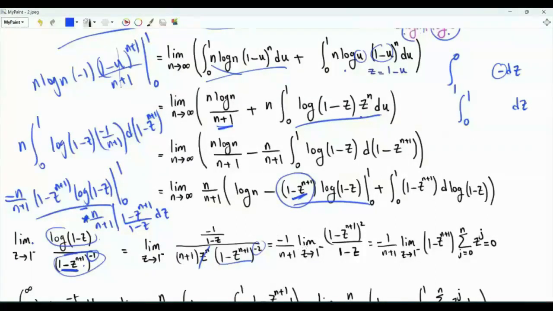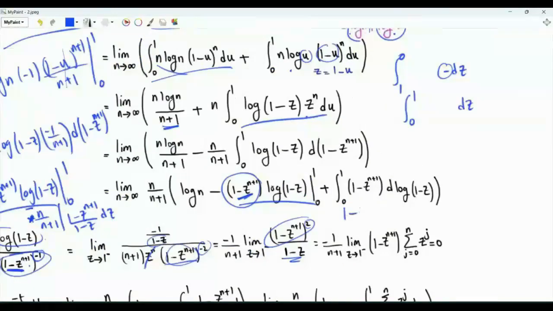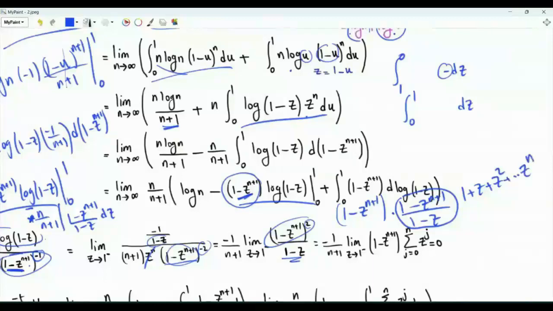Now we need to obtain the limit as z tends to 1 of (1 minus z^(n+1))^2 divided by 1 minus z. The numerator here can be written as (1 minus z^(n+1)) times (1 minus z^(n+1)) divided by 1 minus z. This ratio here is exactly the finite geometric series 1 plus z plus z squared all the way to z to the power n. If we take the limit as z tends to 1, this summation here gives n plus 1, but then we have this bracket which makes the limit equal to 0. So this term here tends to 0 as z tends to 1 from below.